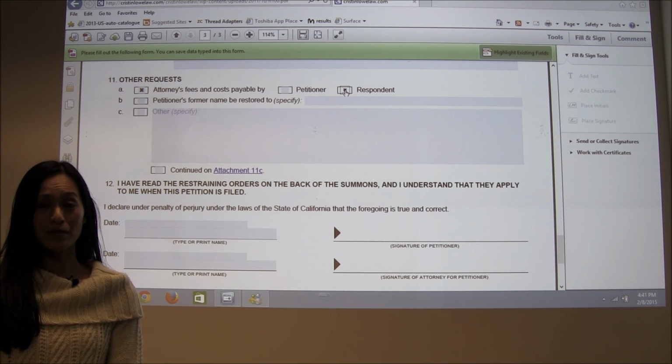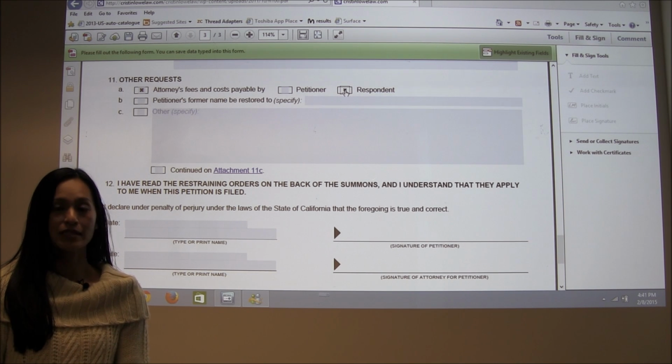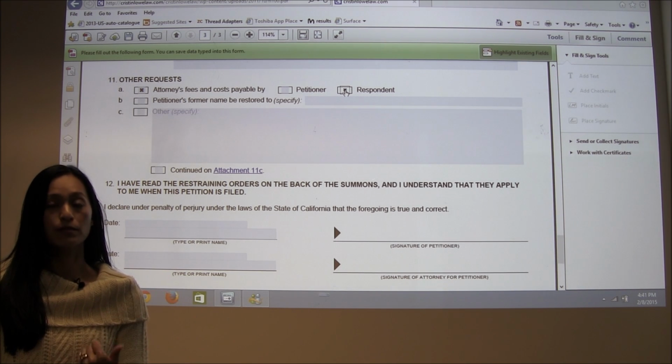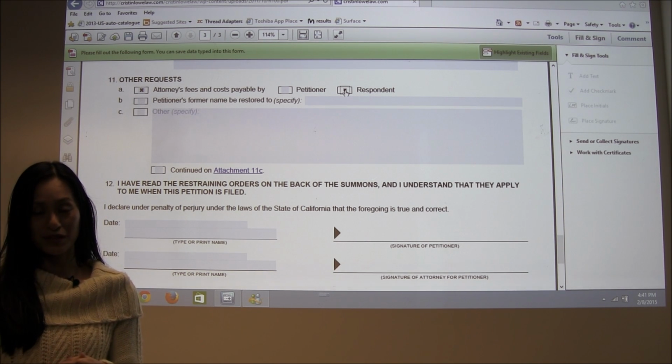And I know that's a raw subject, and I know nobody is really happy about paying for their spouse's attorney fees, but you should be aware that if you are in a financially superior position than your spouse, you should be prepared to potentially pay attorney fees for your spouse, whether or not you have an attorney yourself.